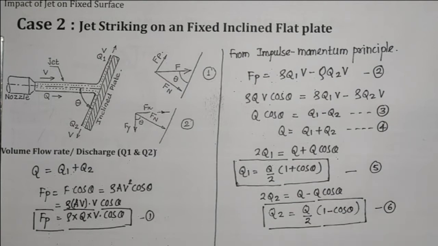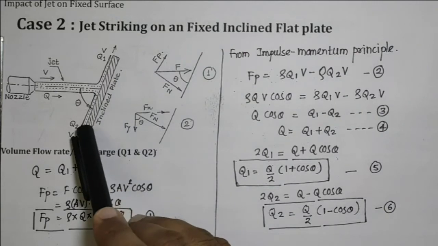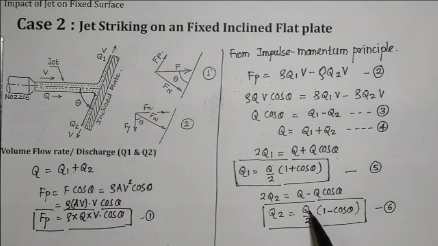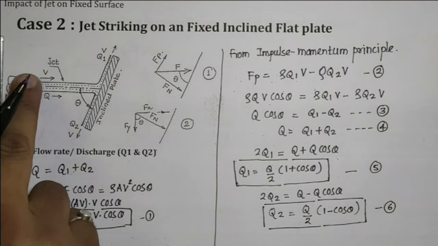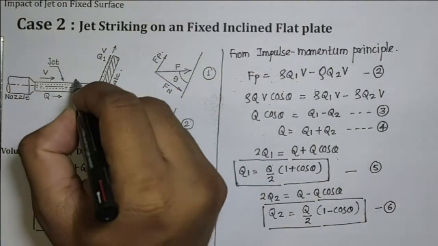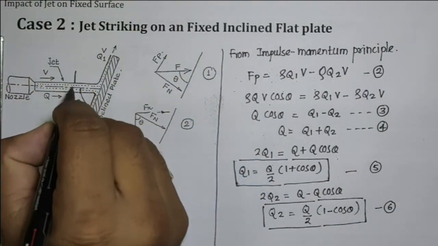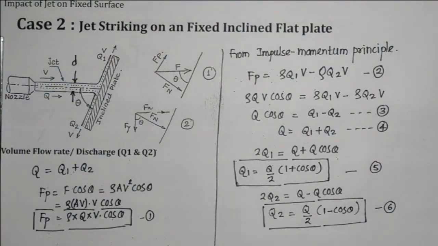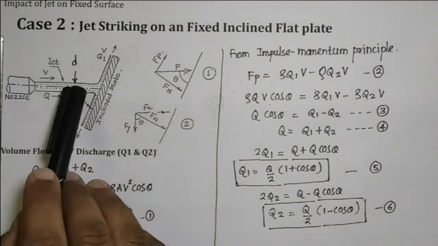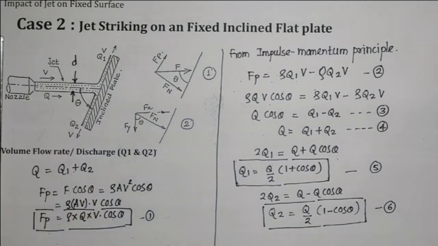This indicates that we can easily find the discharge in this direction and this direction if we know the total discharge exiting from that particular nozzle, and that total discharge is nothing but area into velocity. The area is the cross-sectional area of this jet having diameter d. So this is how we can find the total discharge, and if we know theta, the angle made by the plate with respect to the jet, we can find the discharges like this.